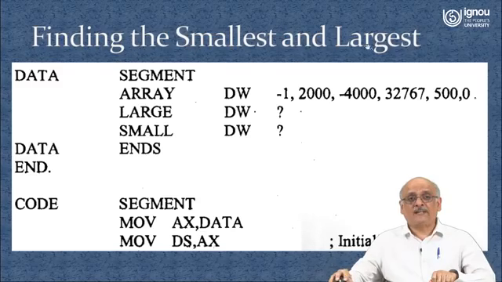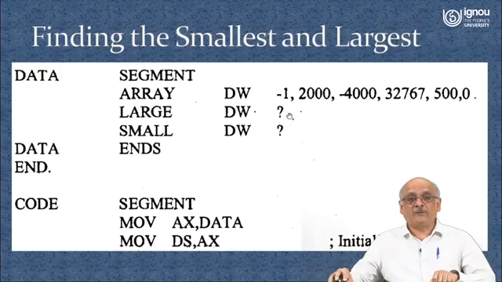Now, finding the smallest and largest. This is another interesting program which you will find. Over here there is a slight change. Data word has been used instead of data byte. So now if it is -1, it is going to be stored in the form of 2's complement notation. All of these are going to be in 2's complement notation. They will be converted and stored.